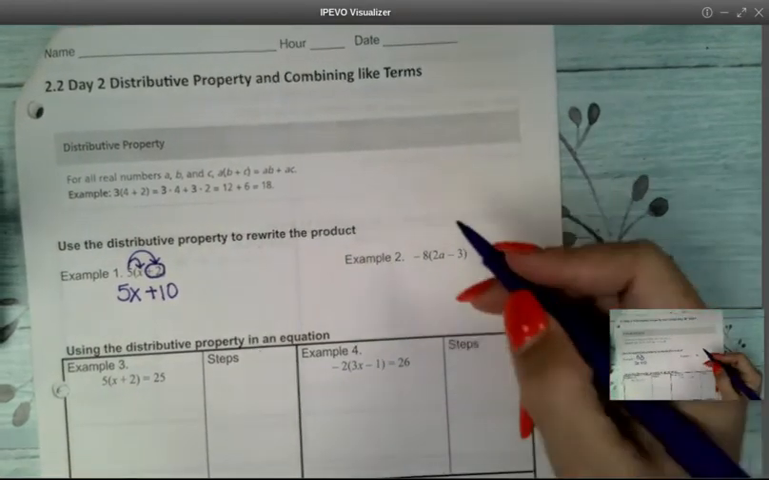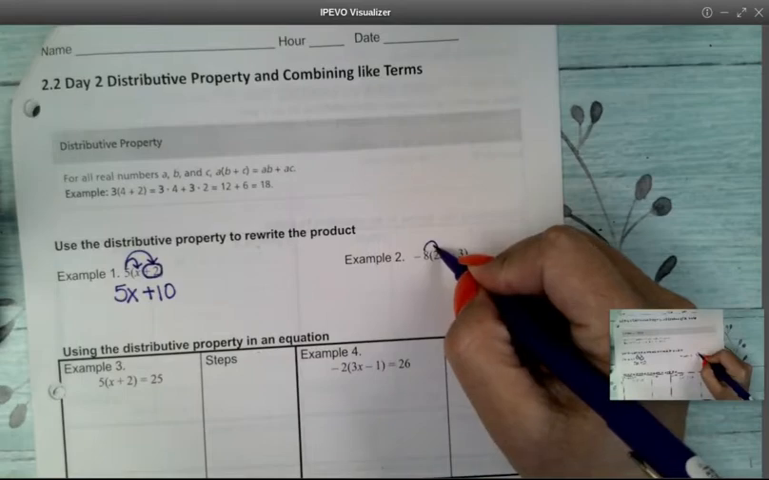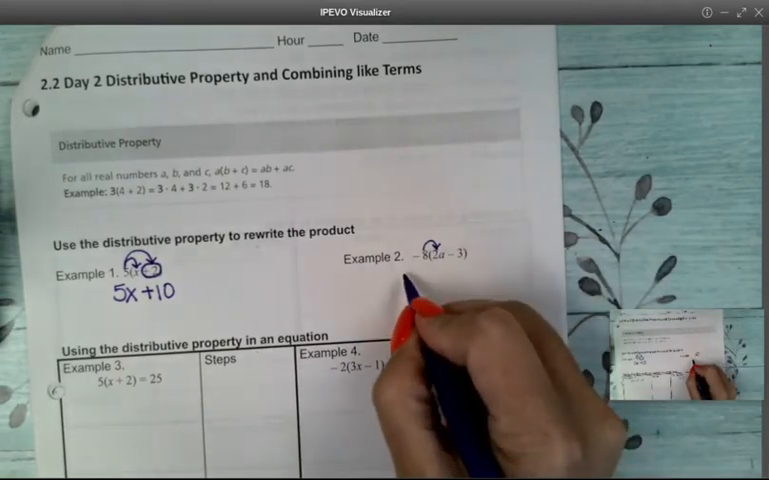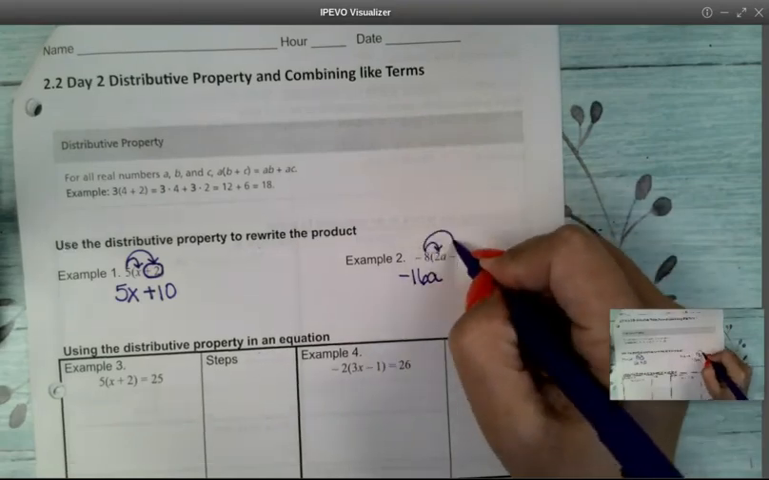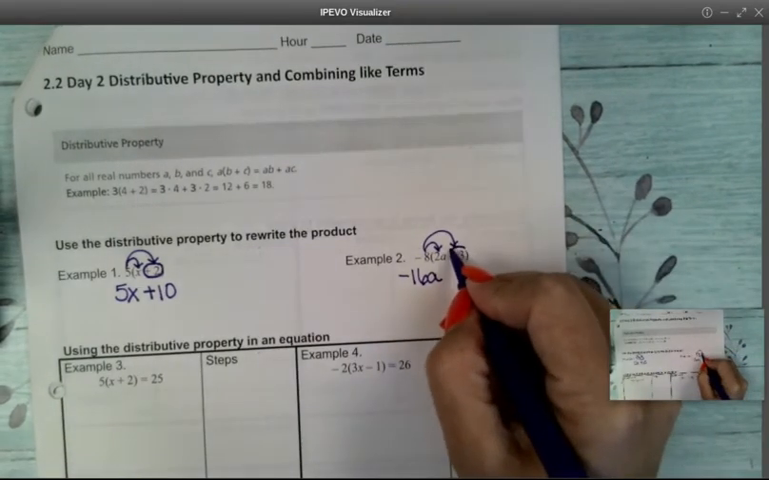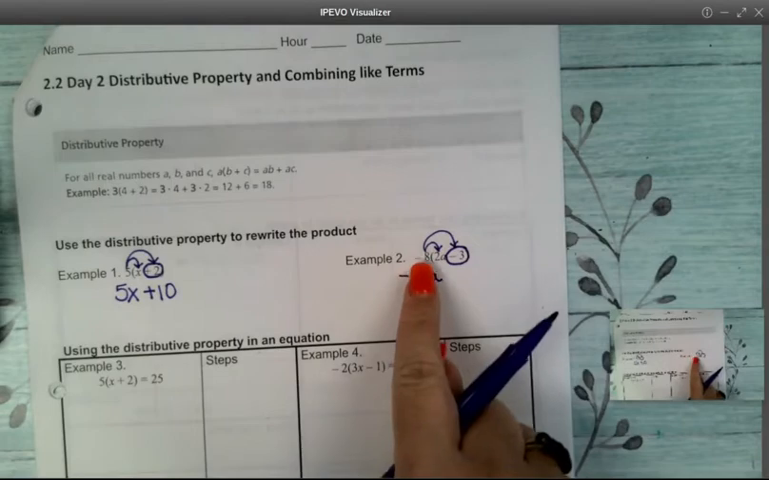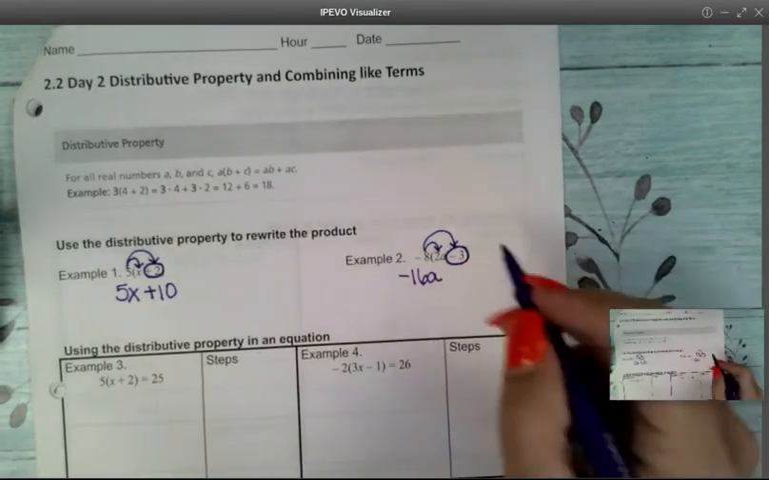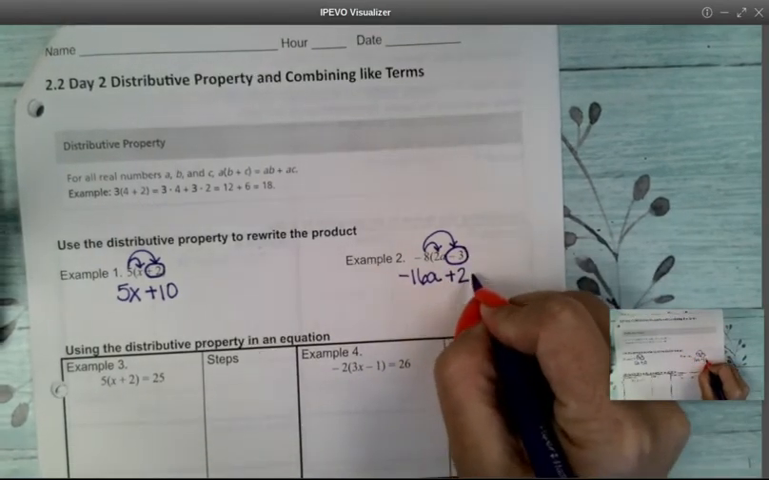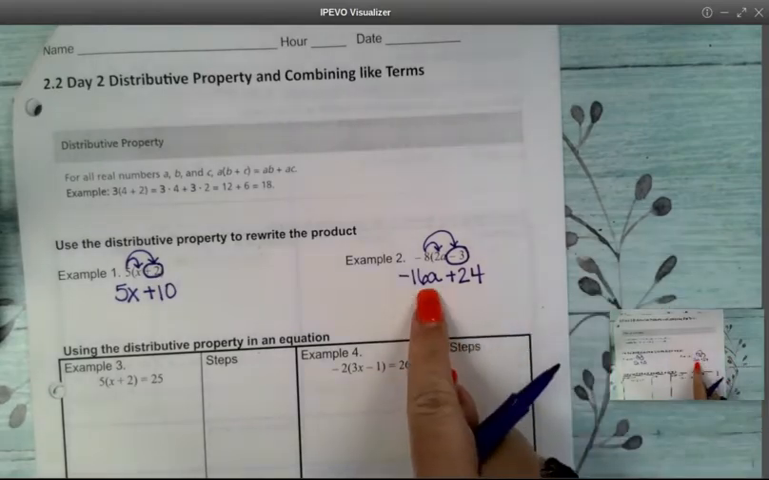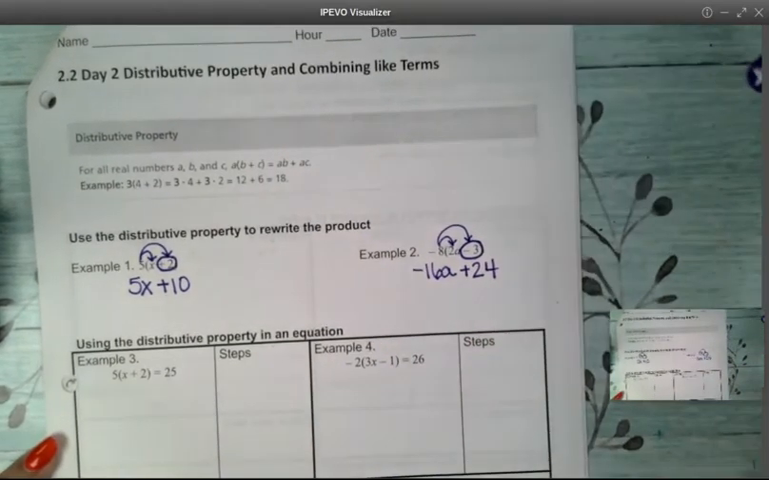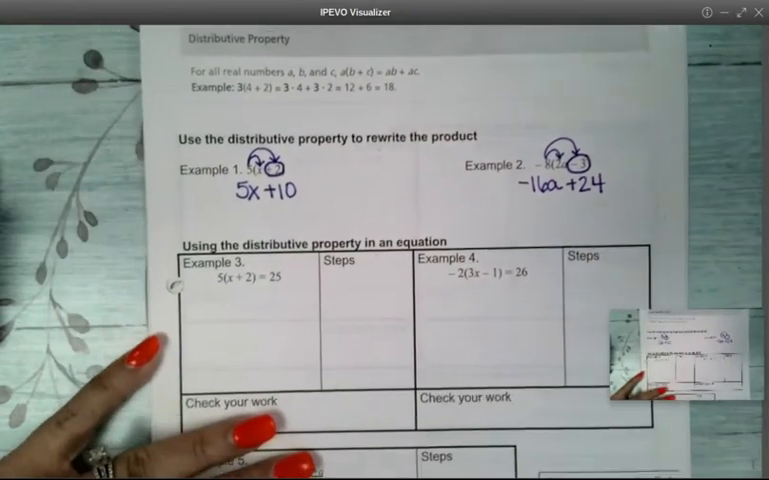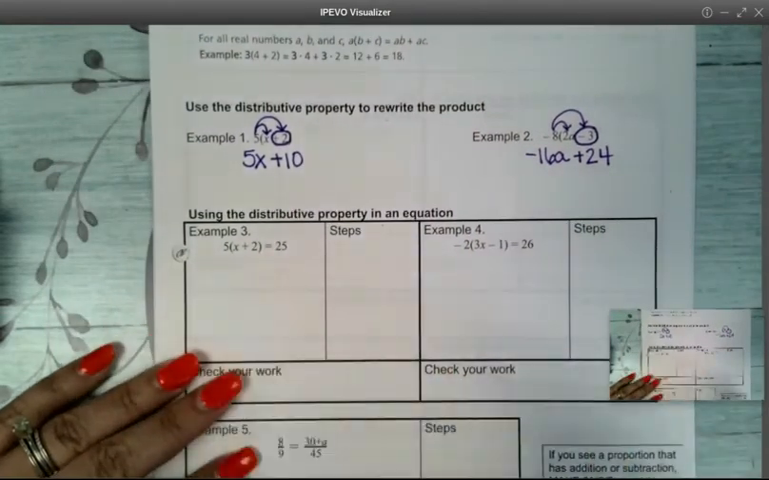Example number 2, again, you're going to take negative 8 times the first term, which is 2a. That gives you negative 16a. And then negative 8 times the second term, which in this case is a negative 3. Negative 8 times negative 3 is a positive 24. Again, you cannot put those together because they are not like terms. So we're going to use that thought process today and look at example number 3.